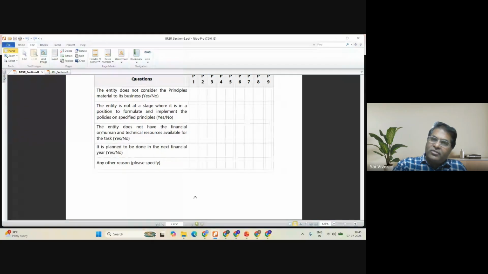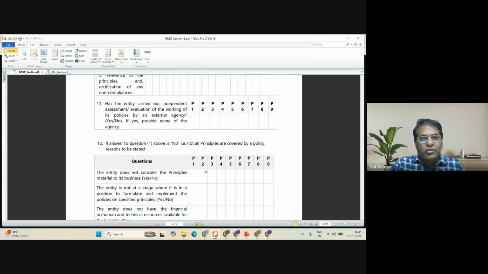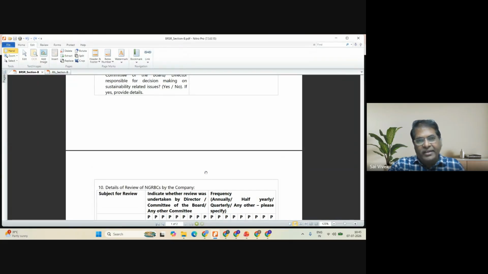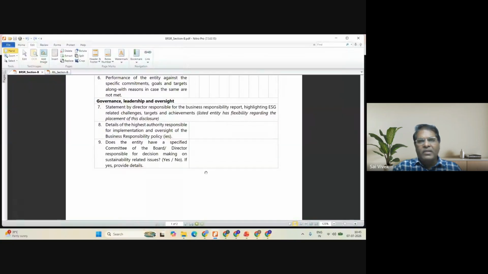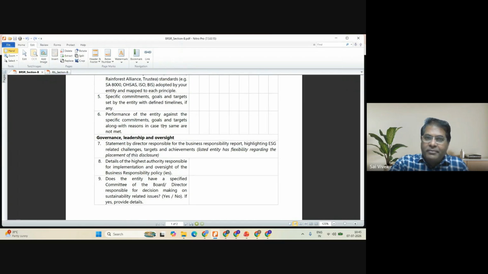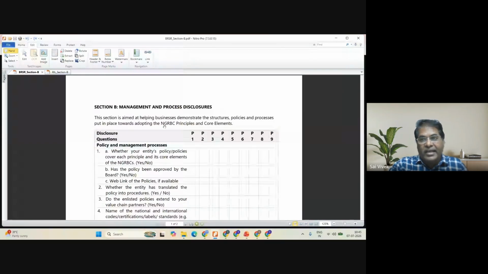So this is it, my dear participants, about the Section B questionnaire. Now we will see some industrial leaders who have filled this Section B. We'll see them question by question and we'll see what answers they have given.